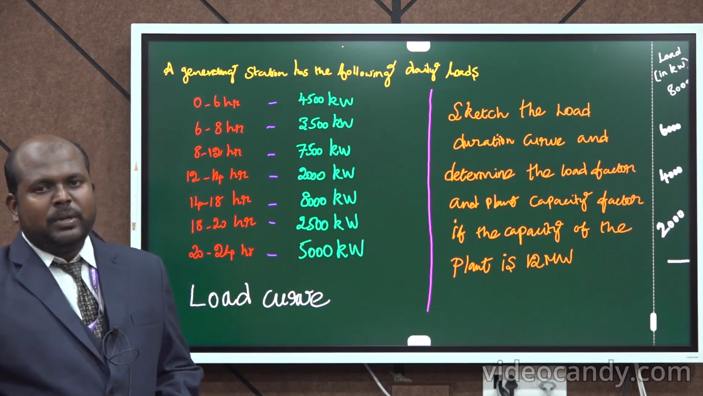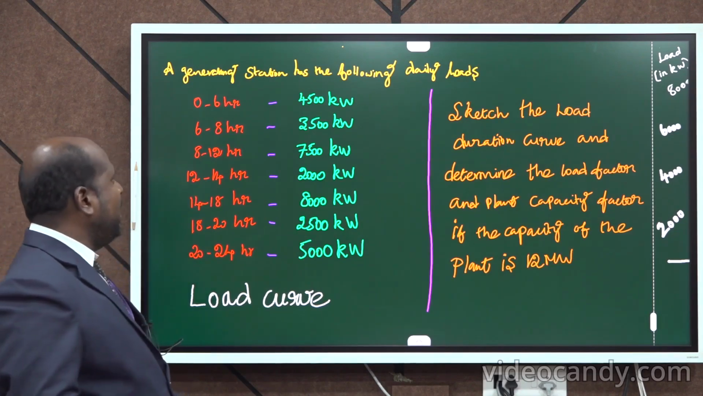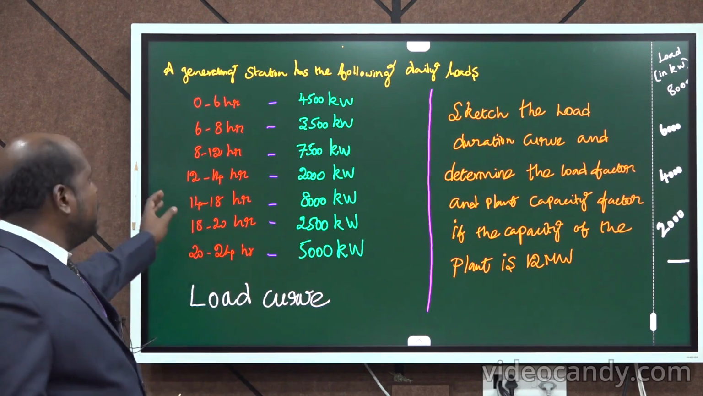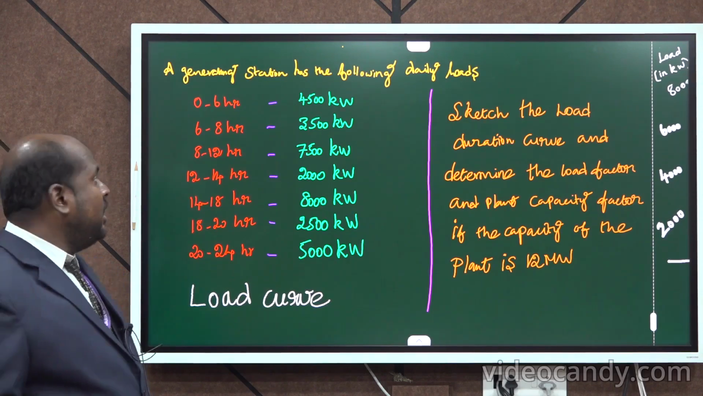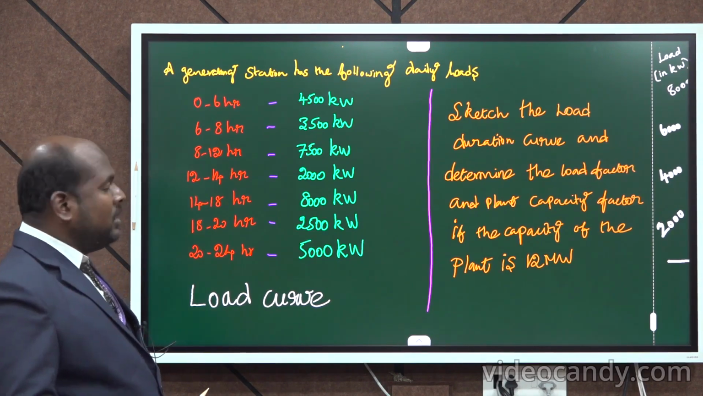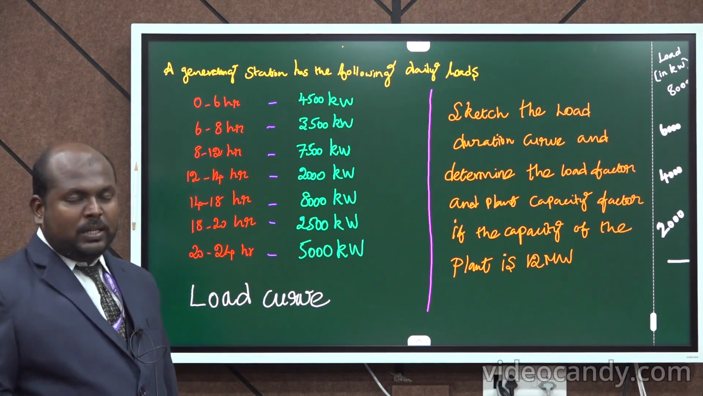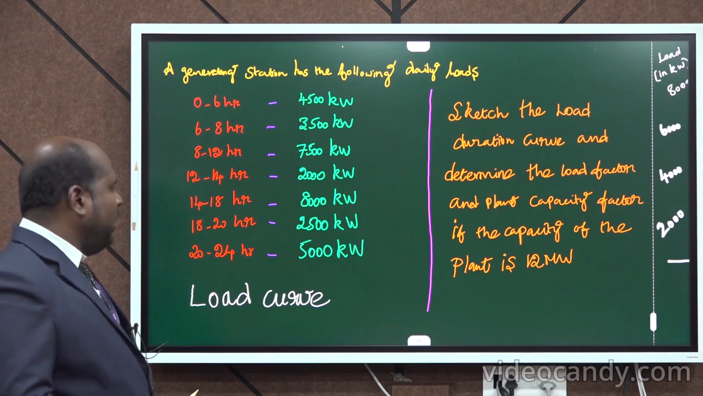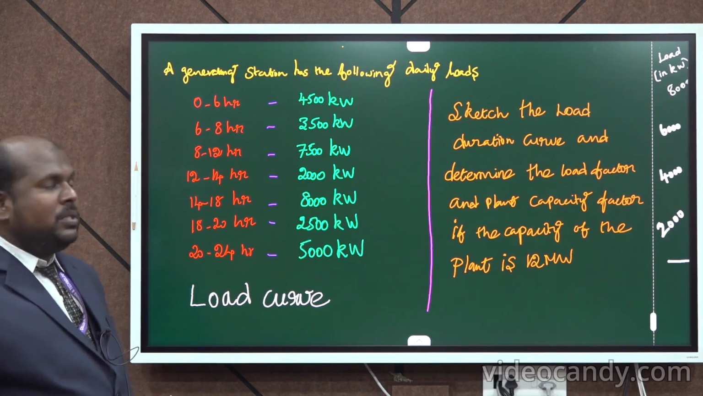In this problem, we have a generating station with the following data. From 0 to 6 hours, the load is 4500 kilowatt; 6 to 8 hours, 3500 kilowatt; 8 to 12 hours, 7500 kilowatt; 12 to 14 hours, 2000 kilowatt; 14 to 18 hours, 8000 kilowatt; 18 to 20 hours, 2500 kilowatt; and 20 to 24 hours, 5000 kilowatt.